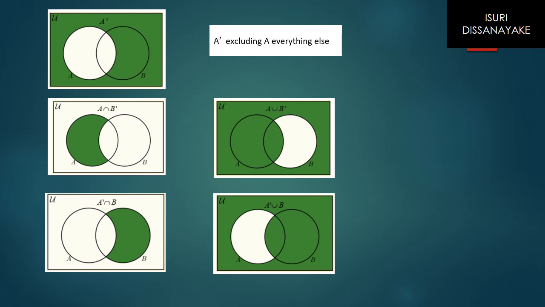That means the union. So you can clearly see the difference between the intersection of A intersect B dash with A union B dash. Intersection means you have shaded only the common region for A and B dash. Union means you have shaded all in A and all excluding B. That means complement.